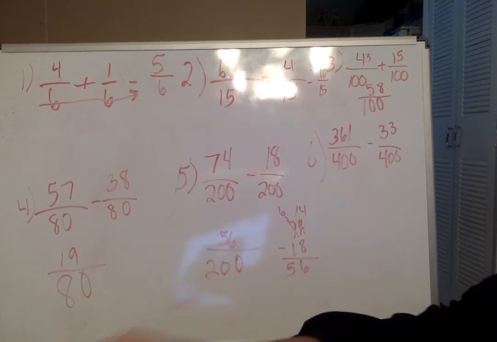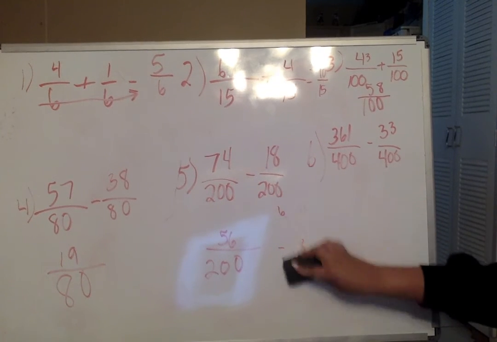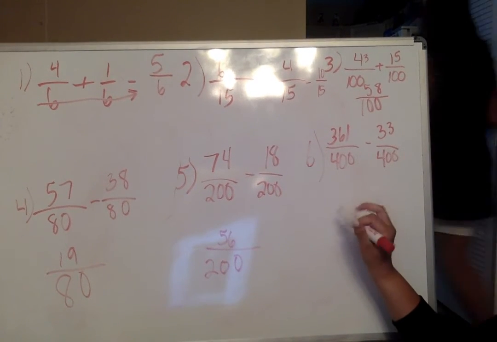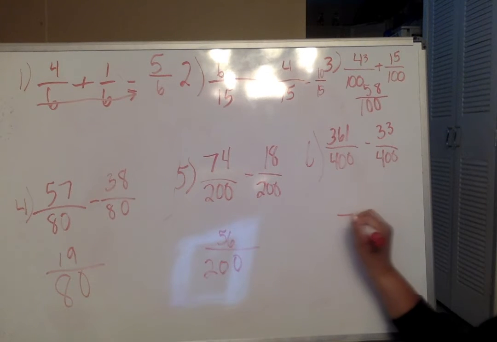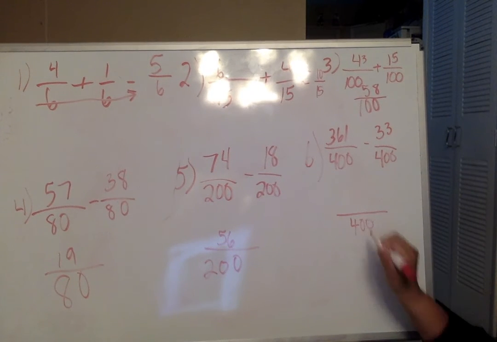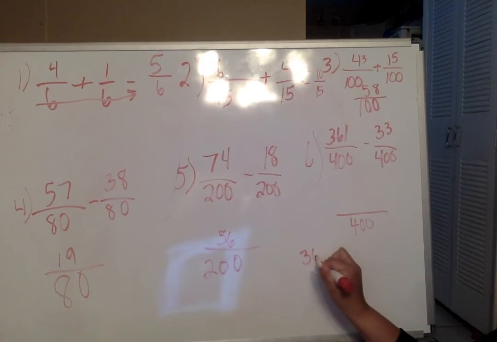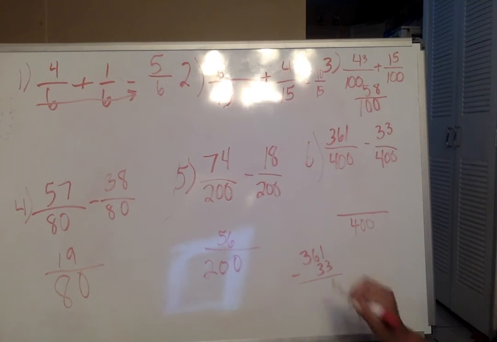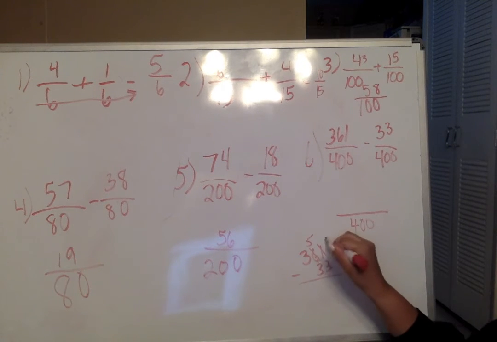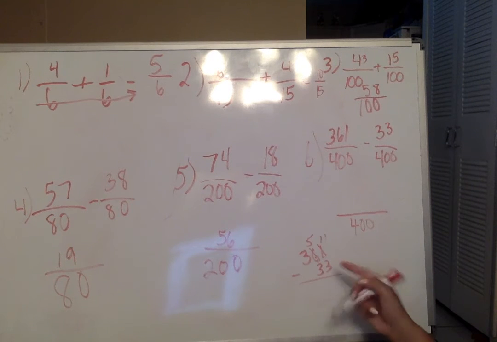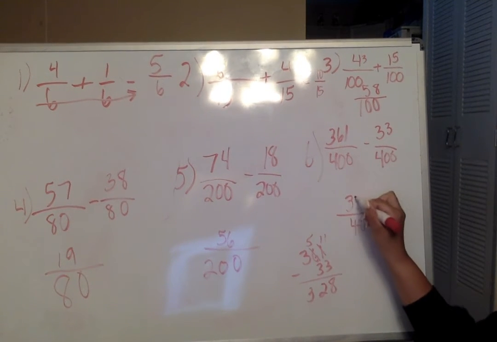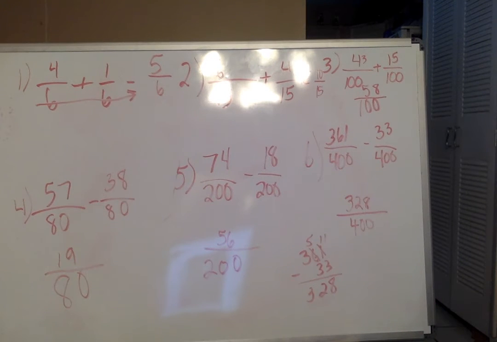And then our last problem, number 6, again has a like denominator. So I know I'm going to have a denominator of 400. And I have to do 361 minus 33. Here I'm going to borrow from my tens place and bring it over to my ones place. 11 minus 3 is 8, 5 minus 3 is 2, and 3 minus nothing is 3. So for number 6, you should have 328/400ths as your answer.